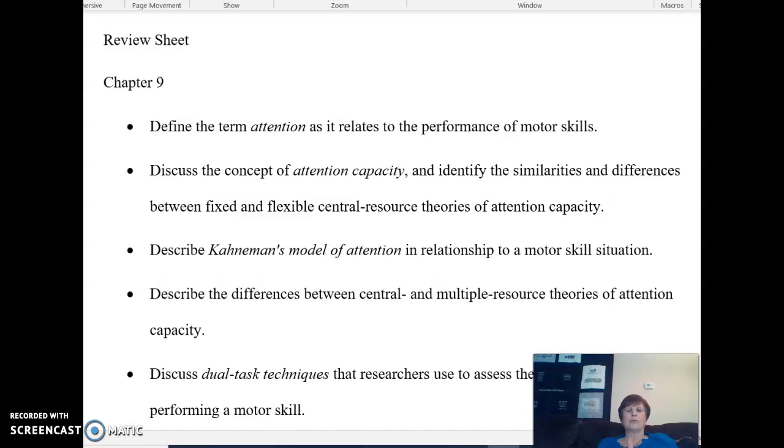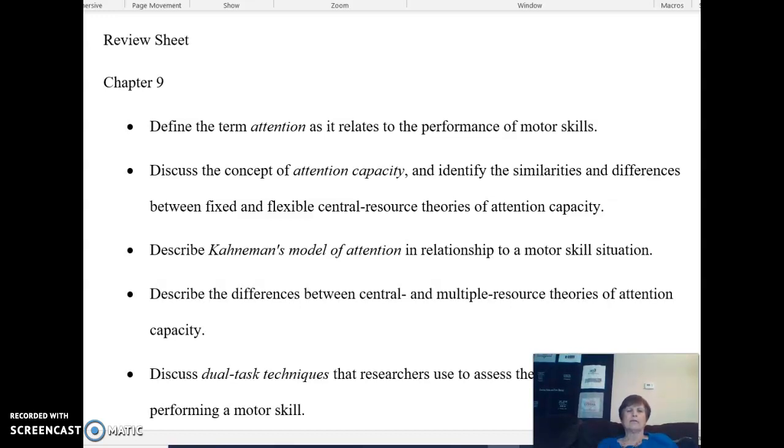And there were 3 different models of attention we talked about: fixed and flexible, central resource theories of attention. And basically, these theories are trying to explain how we attend to information that comes into our senses. And so we talked about the filter theory, or what sometimes is called the bottleneck theory.